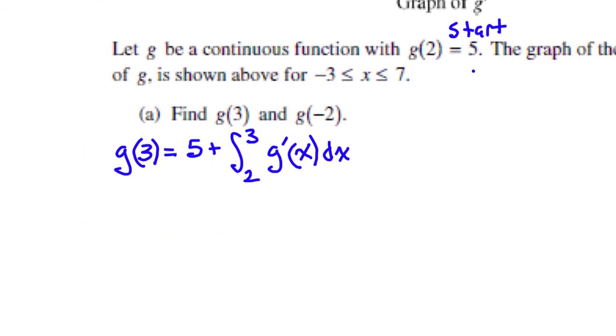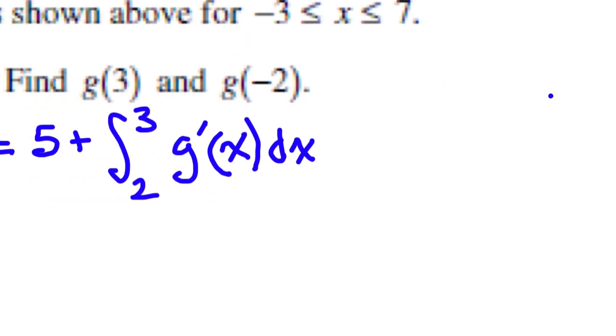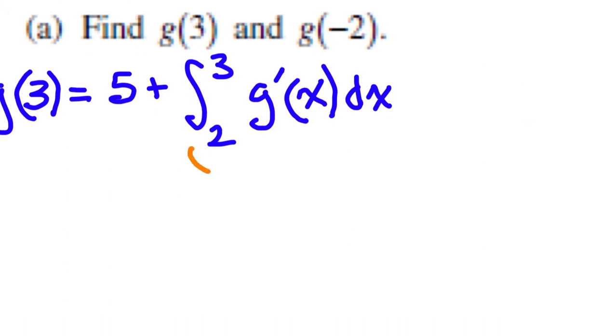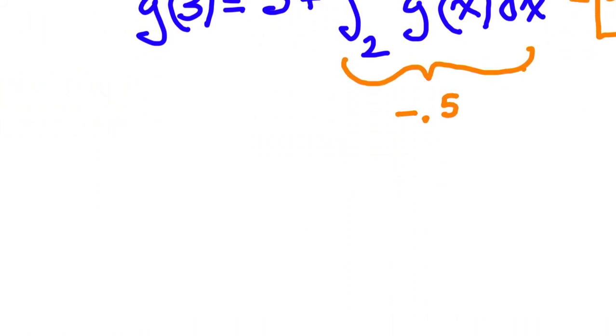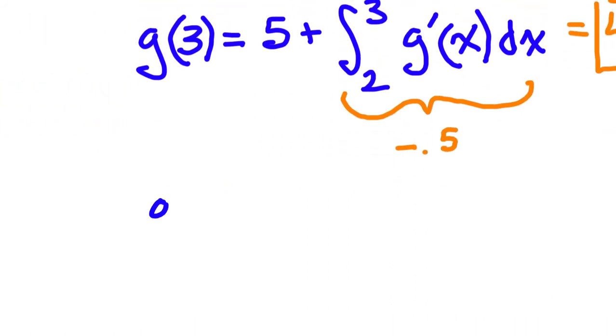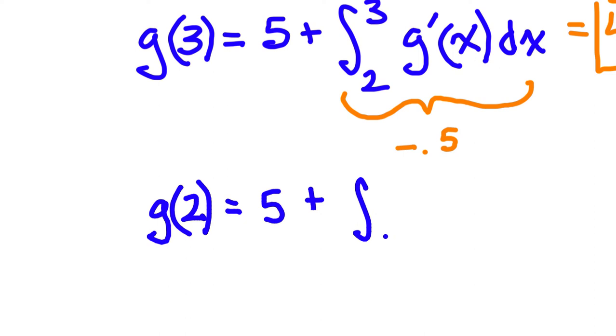All right, so coming back down here, zooming in, this right here has an area of -0.5, which means our final answer is 4.5. Next one, g of 2. It's again our start plus the change between 2 and 2. Oh, hey, that's kind of nice. It cancels out with whatever that was.